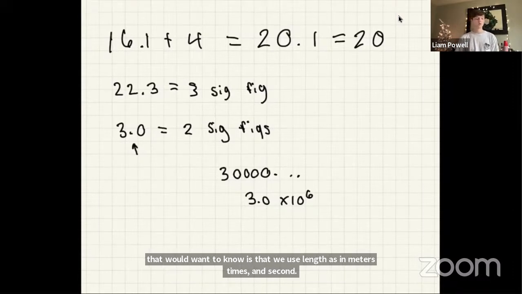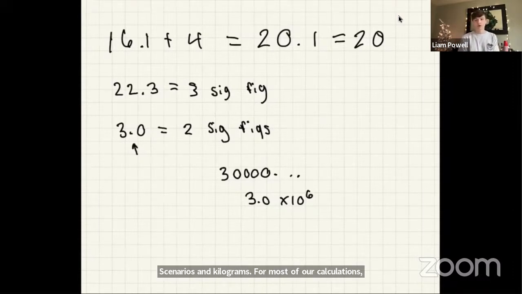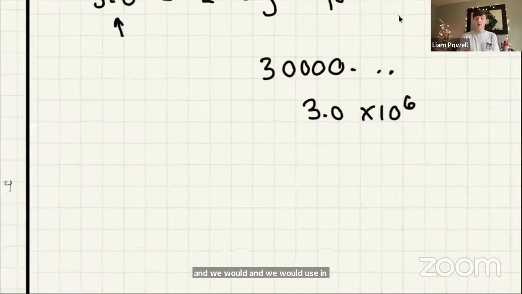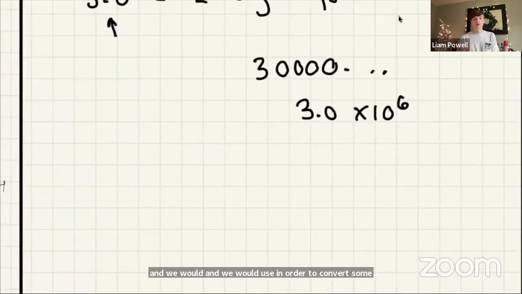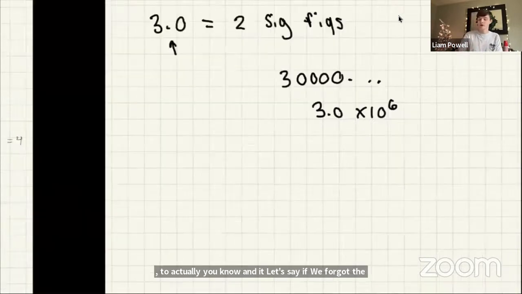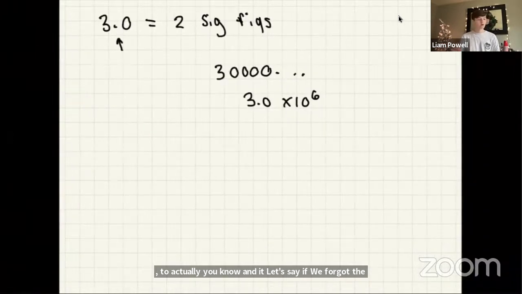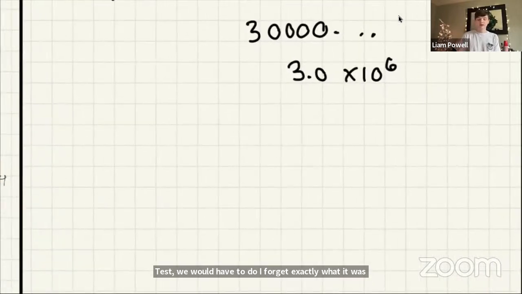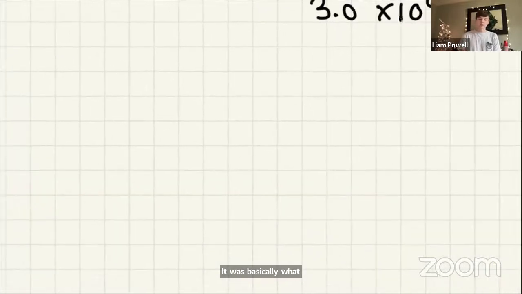And we would use some basic conversions in order to, let's say if we forgot the specific conversion factor on the test, we would have to do, I forget exactly what it was called right now. Anyways, it was basically this sort of math in order to get the right answer and convert.